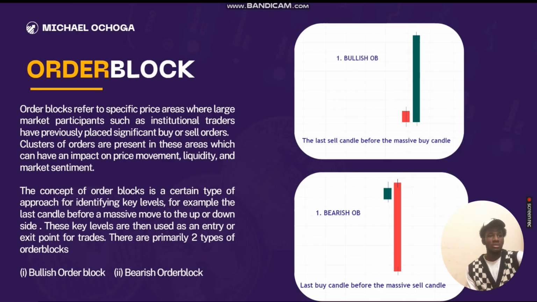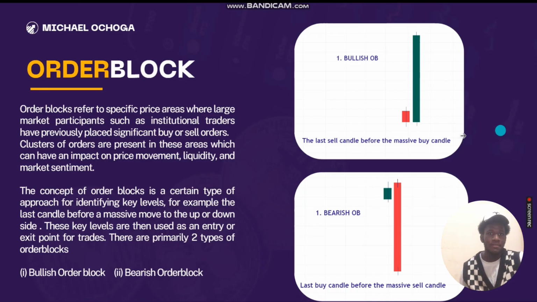Okay, so the concept of order blocks is a very certain type of approach for identifying key levels. For example, the last candle before a massive move to the up or downside. These key levels are then used as an entry or exit point for trades. There are primarily two types of order blocks. We have the bullish order block and the bearish order block.